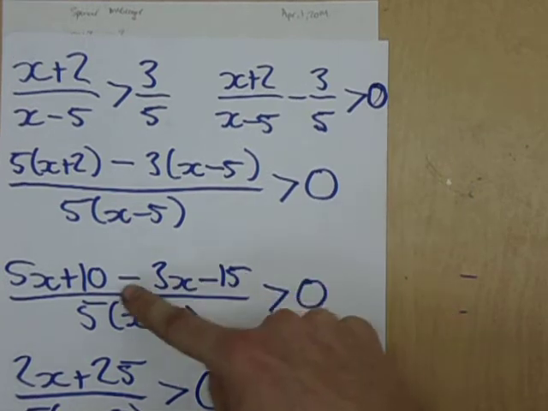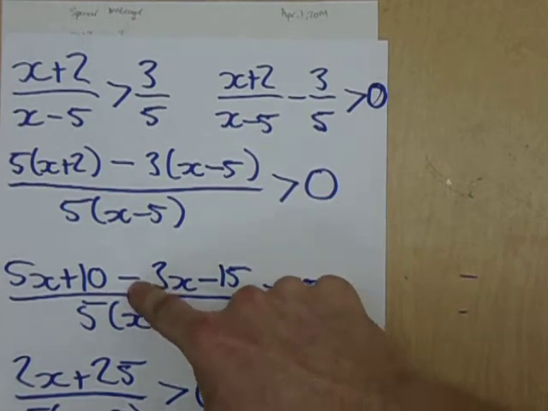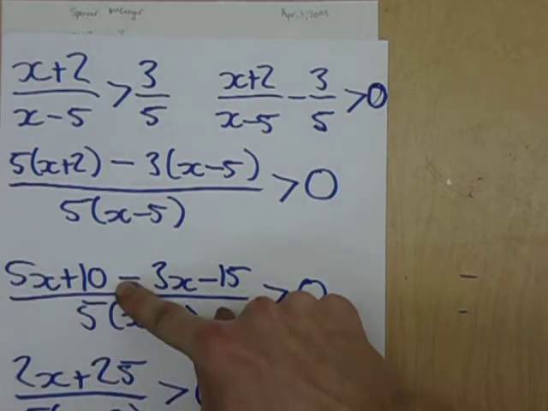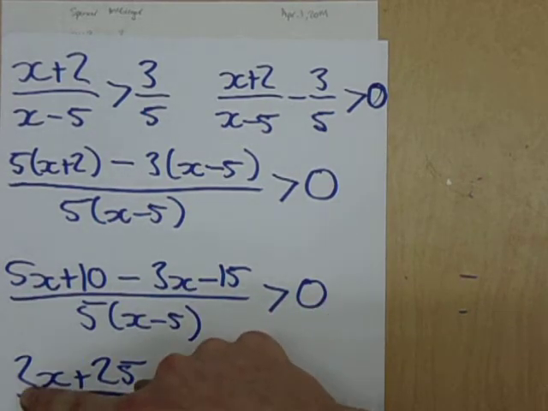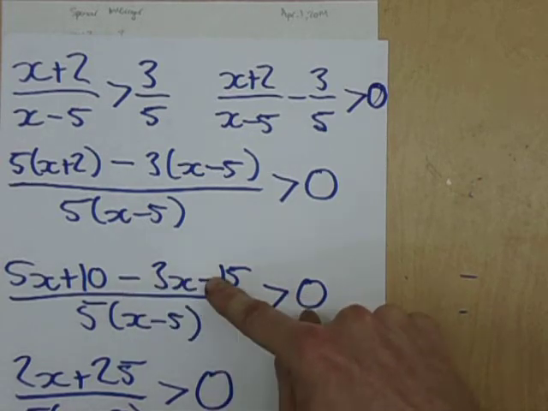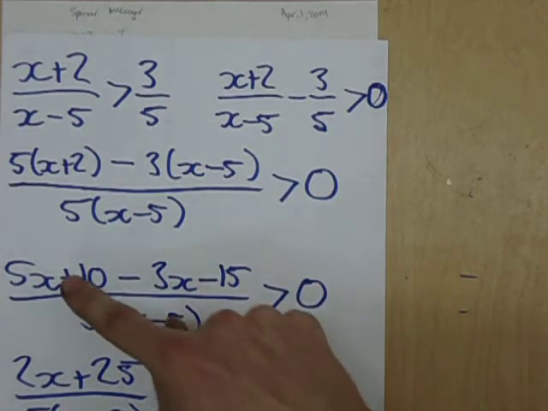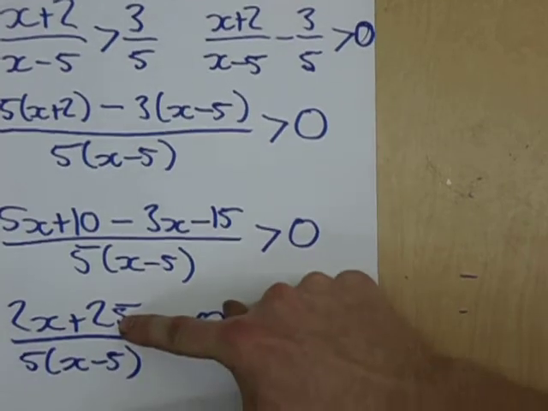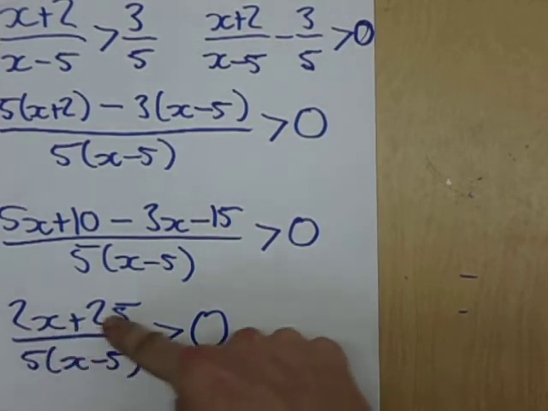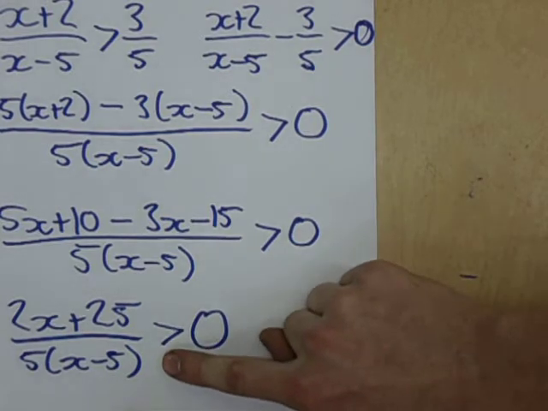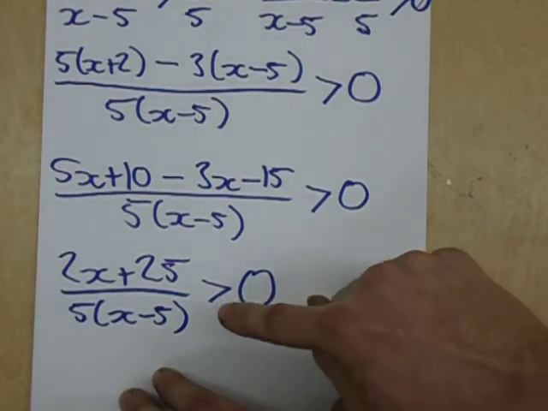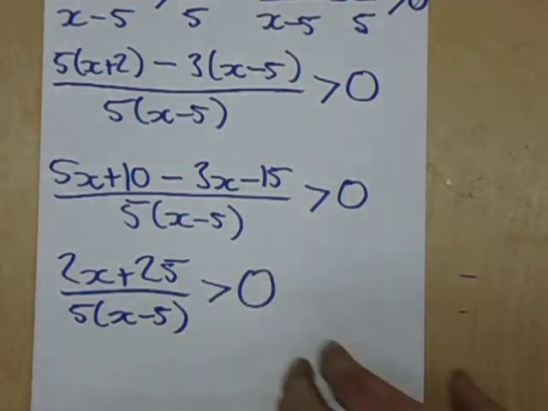So now we apply this negative sign and simplify. We collect like terms. So 5x minus 3x will lead to 2x. The 10 minus 15, this will become positive, so plus 15. 10 plus 15 is 25. And so the final rational function will be 2x plus 25 over 5 times x minus 5 is greater than 0. And this is what we're going to find the intervals for.